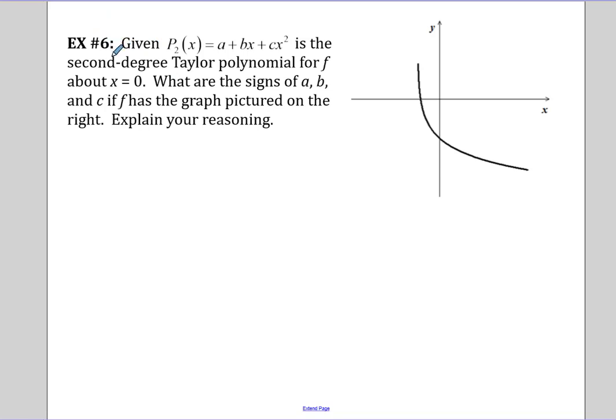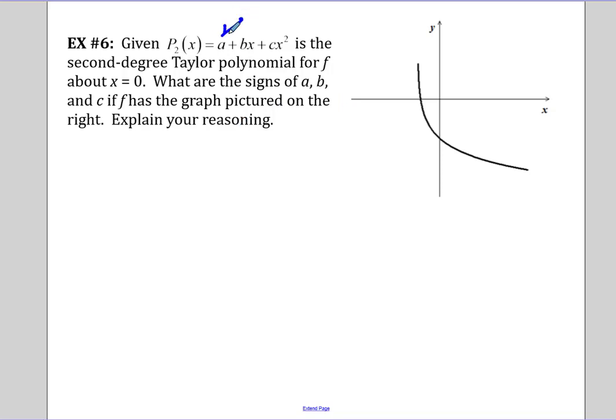But for now, let's look at example 6. If you're given that the Taylor polynomial p sub 2 of x is some quadratic function, and that's the second degree Taylor polynomial for f about x equals 0, what are the signs of a, b, and c in this Taylor polynomial if the function f has the graph pictured on the right? And explain your reasoning.